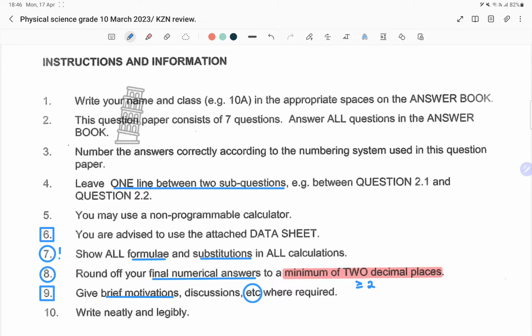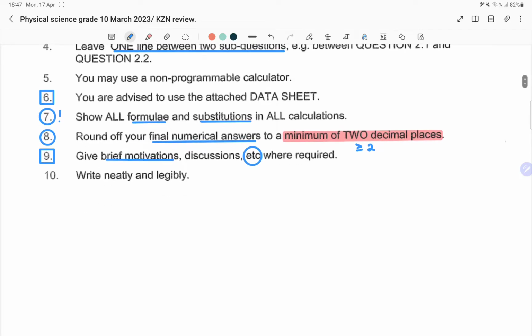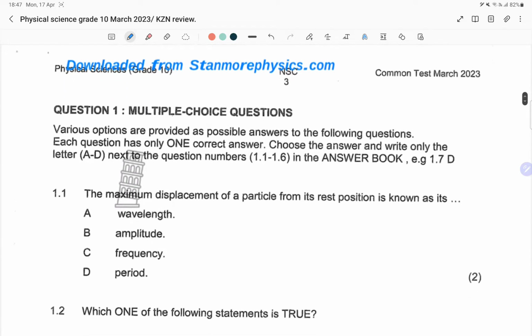So you know that you need to leave a line between two sub-questions and essentially make sure you show all formulae and substitutions in all calculations. Why? Because this is most likely the area where you can pick up most of the marks. Round off your final numerical answers to a minimum of 2 decimal places, meaning no less than 2 decimal places is acceptable for this paper. Give brief motivations, discussions, etc. where required, and then of course write neatly and legibly.